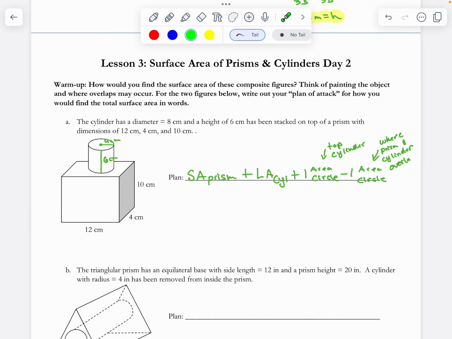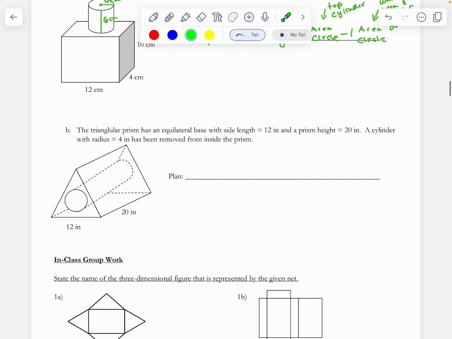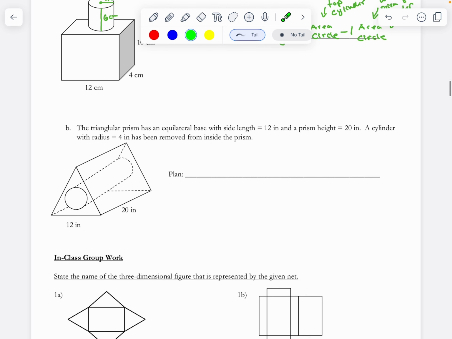Now, we don't necessarily have to find any of this. Again, all it told us is plan how you would attack this. And so this is how I would attack it. And I would just let you guys work on it if you would like. But no, we are not going to solve for this. Now, how would we do this?